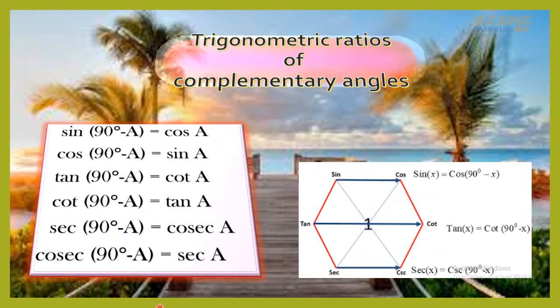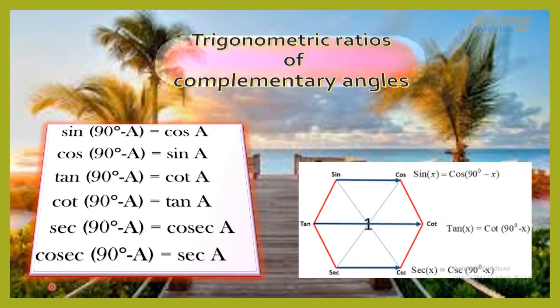Trigonometric ratios of complementary angles. Always remember that sine and cos are connected, tan and cot are connected, and sec and cosec are connected. Sine, cosine, tan, cotangent, sec, cosecant. And for complementary angles, the value will always be equal. Here we'll just go through the formula first. Sine 90 minus A equal to cos A. Cos 90 minus A will be sine A. Tan 90 minus A will be cot A. Cot 90 minus A will be tan A. Sec 90 minus A is cosec A. Cosec 90 minus A will be sec A.